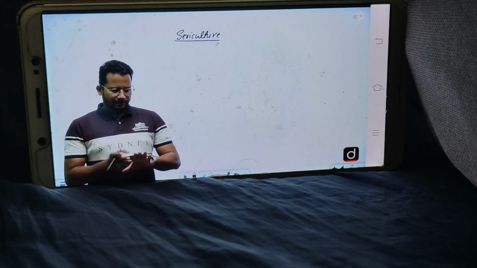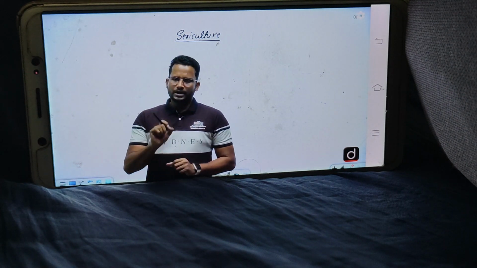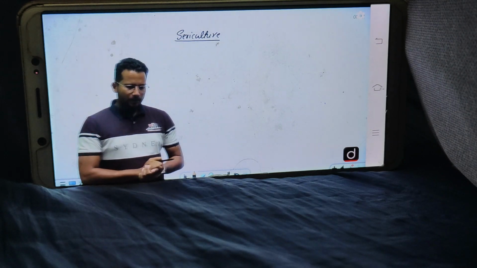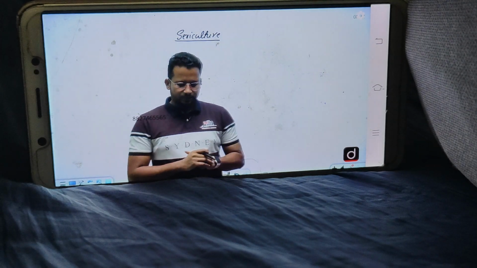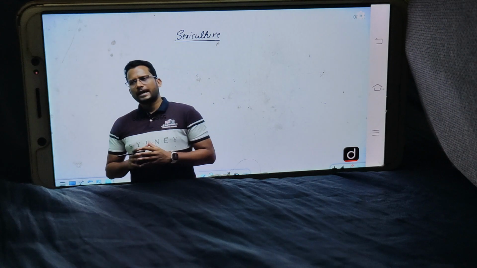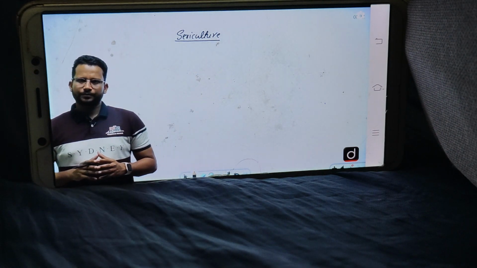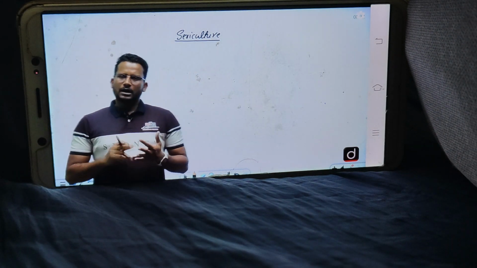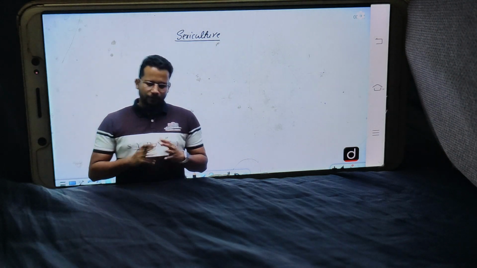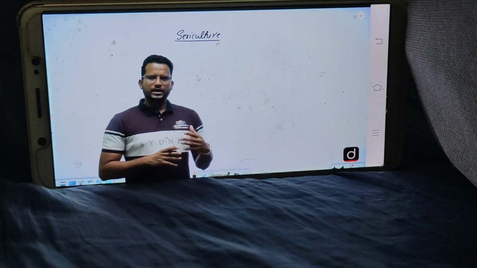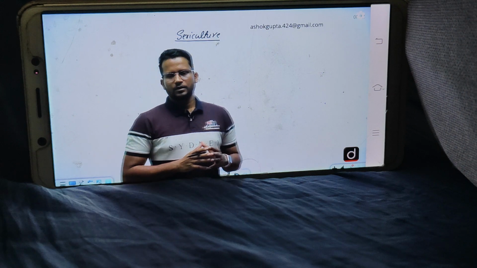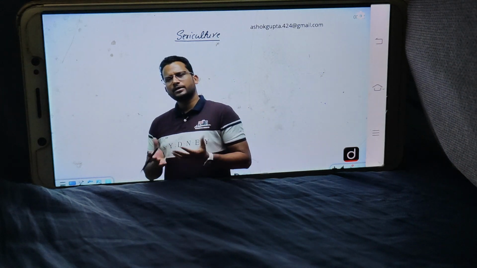But if we are writing about sericulture, we can write that sericulture includes breeding, rearing, and management of silkworms for the purpose of production of silk fibers.